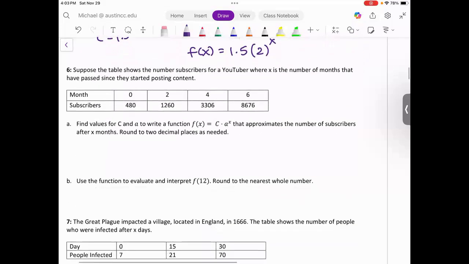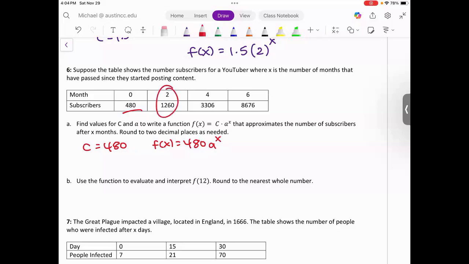Suppose the table shows the number of subscribers for a YouTuber, where x is the number of months that have passed since they started posting content. So what is that exponential function that models this data? Again, we have that initial amount. We have C equals 480. So we've got some kind of initial function. It's going to be f of x equals 480 times a to the x. And we still need to figure out what is a.